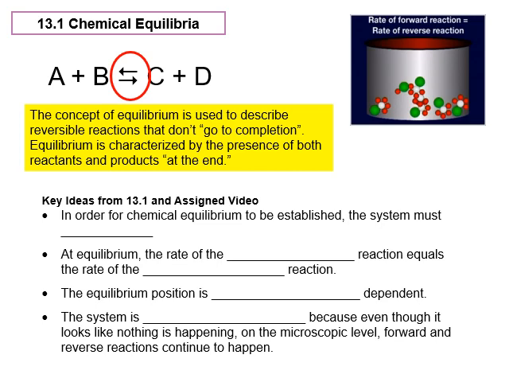The following are some key ideas from the assigned video. In order for chemical equilibrium to be established, the system must be a closed system. At equilibrium, the rate of the forward reaction equals the rate of the reverse reaction. Equilibrium position is also temperature dependent. We say that the system is dynamic because even though it looks like nothing is happening, on the microscopic level, forward and reverse reactions continue to happen.